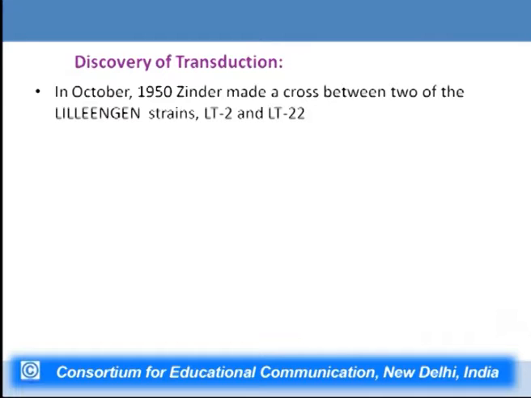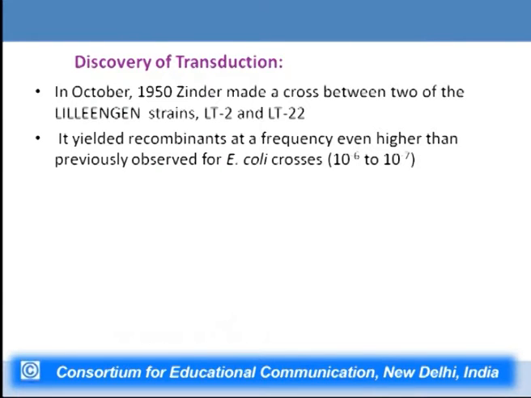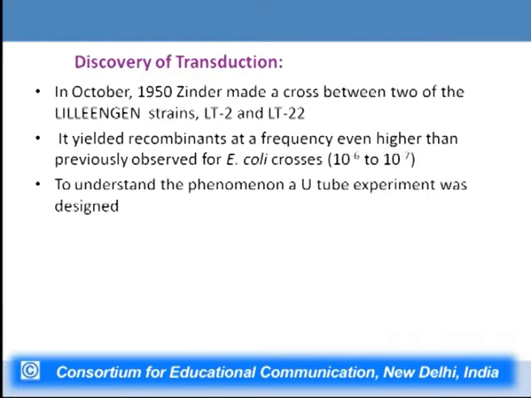In October 1950, Norton Zinder, who was a student of Lederberg, made a cross between two of the Lilleengen strains of Salmonella typhimurium. These strains were named LT2 and LT22. When the cross was made between these two strains, it yielded recombinants at a frequency even higher than previously observed for E. coli crosses, and the frequency for E. coli was about 10 to the power minus 6 to 10 to the power minus 7.